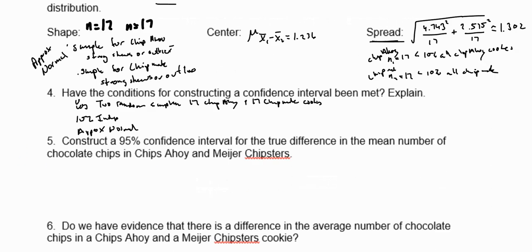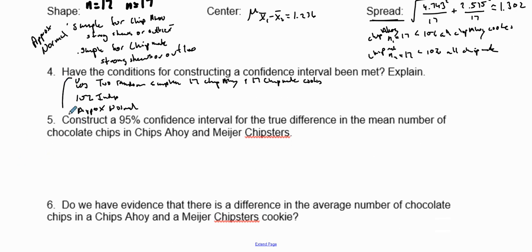So because all these are met, we can perform a two-sample t interval for the difference in means. That's what we're going to perform here. So we're going to construct a 95% confidence interval for the true difference in the mean number of chips in these cookies.